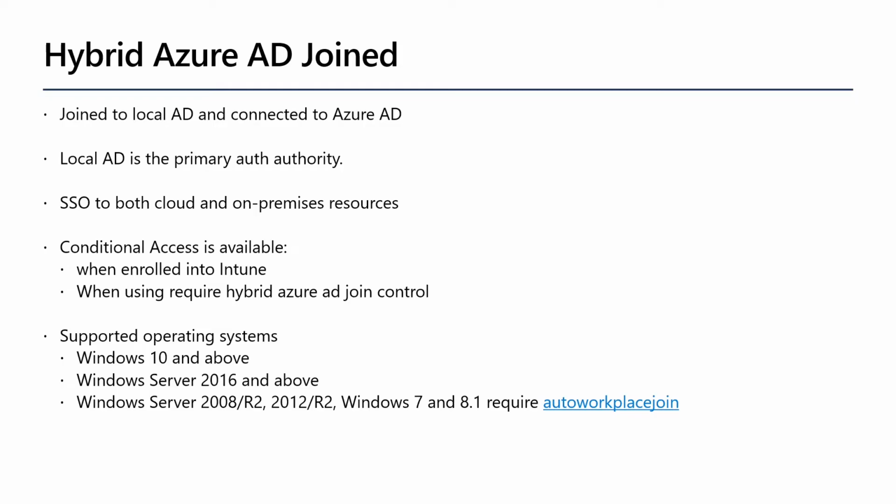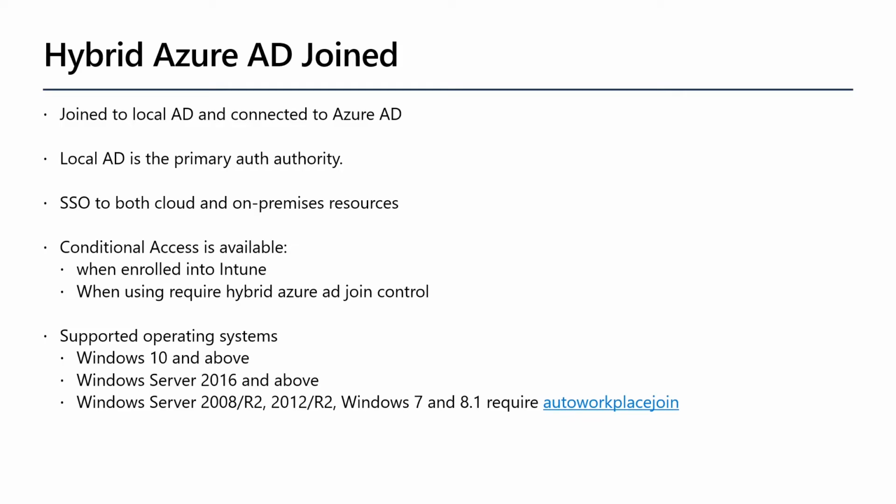And users on Hybrid Azure AD Join devices will have a single sign-on experience for both on-prem resources, because they are already joined to the local Active Directory, and for cloud resources and services, because they are connected to Azure Active Directory as well. Also, admins can control the access to cloud services from Hybrid Azure AD Join devices if they are enrolled to Intune or by choosing the require Hybrid Azure AD Join control.